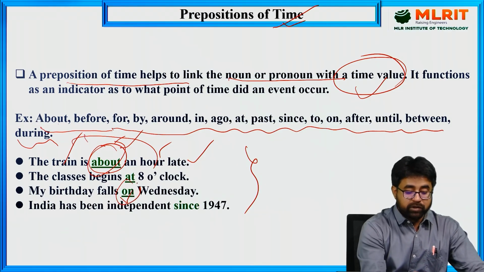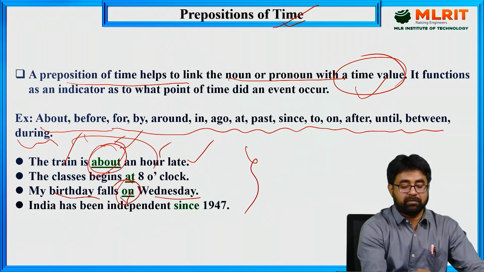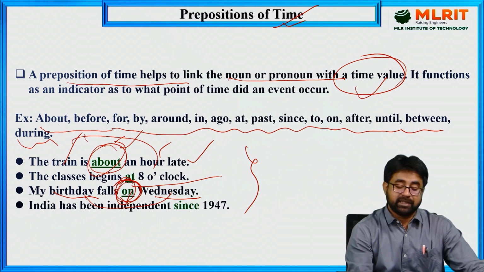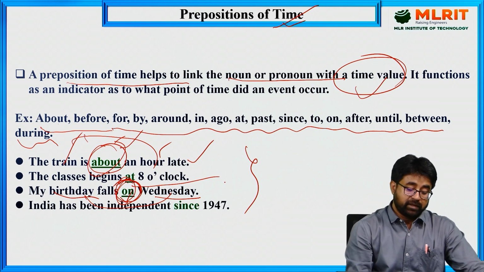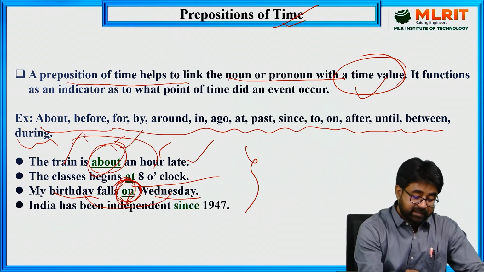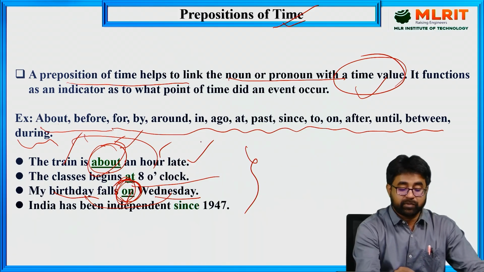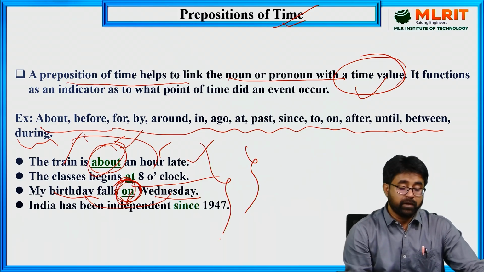My birthday falls on Wednesday. You can see Wednesday and birthday, how they are connected through this preposition. And this preposition is indicating what? A preposition of time, establishing that relationship in terms of time value. So that's why these are all examples of prepositions of time.